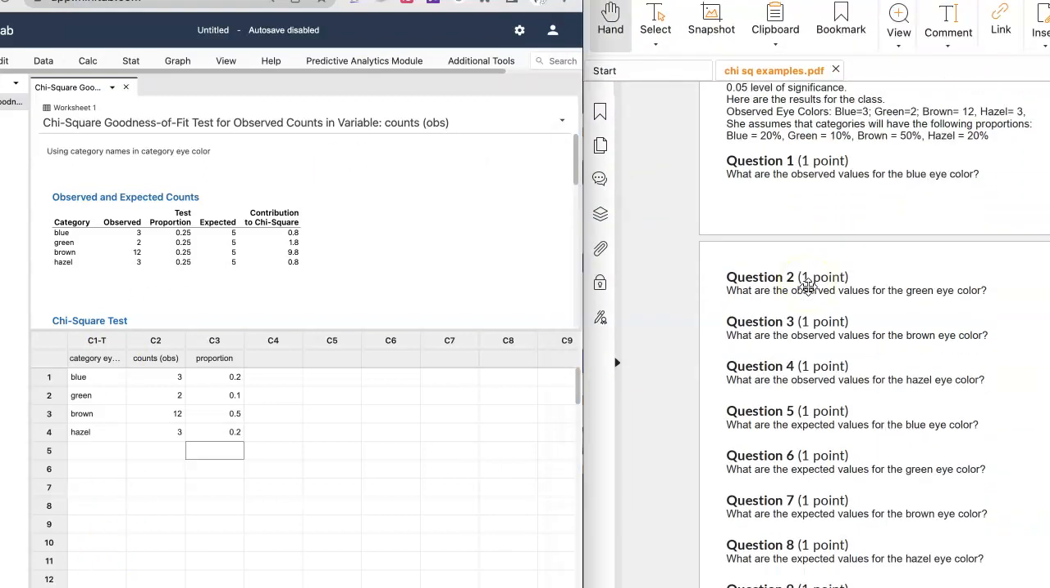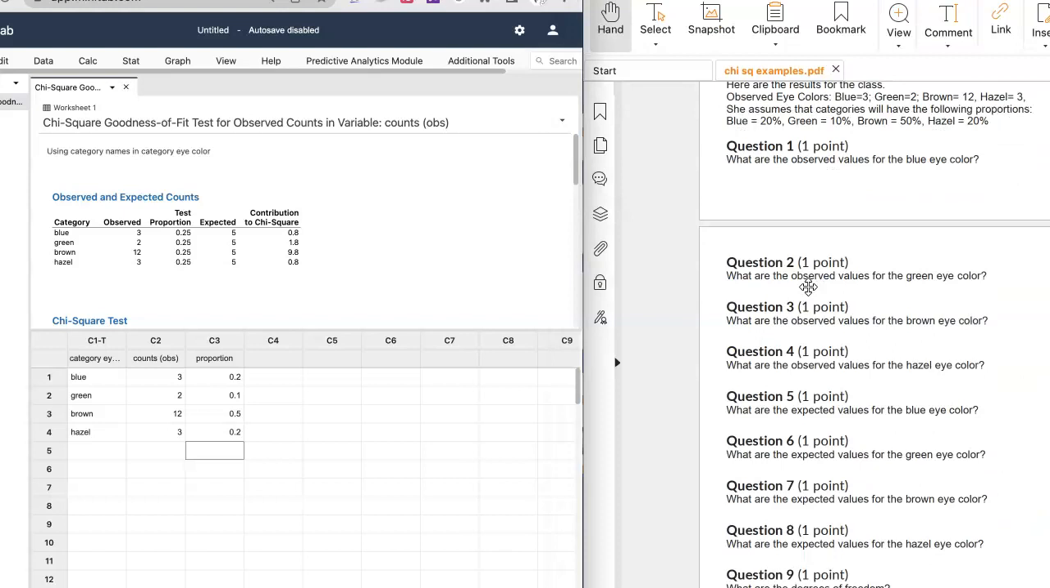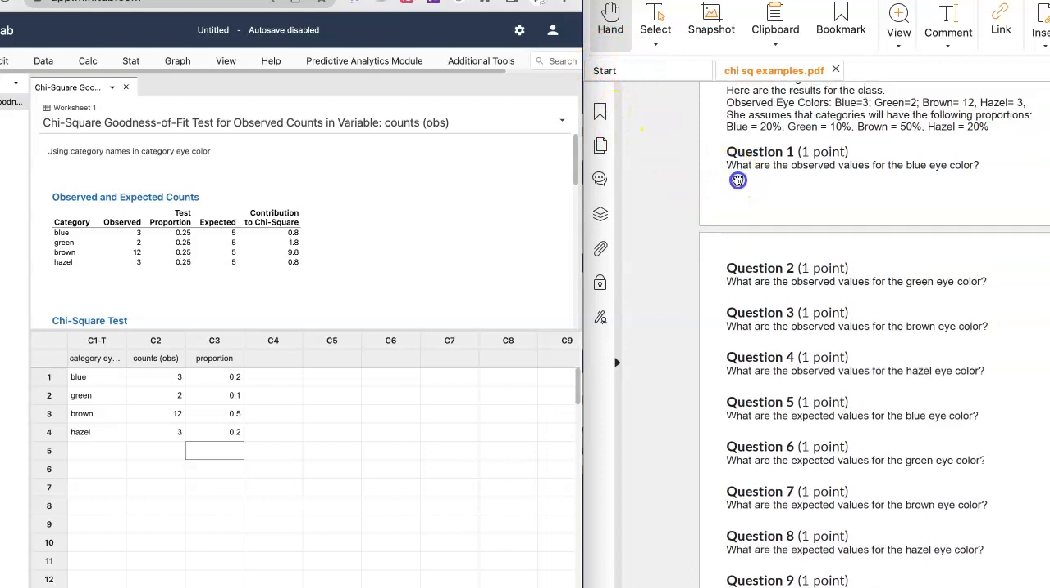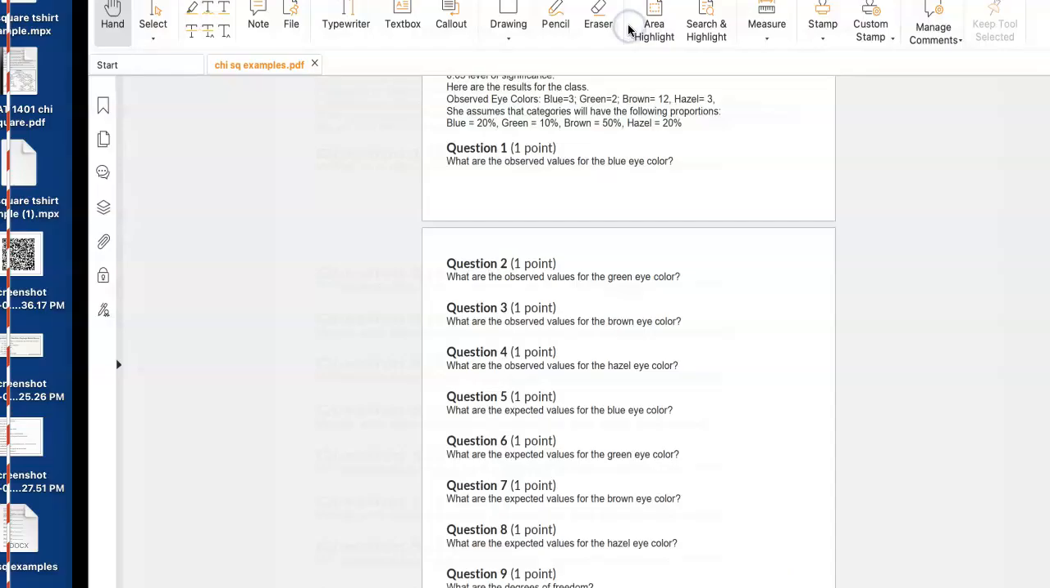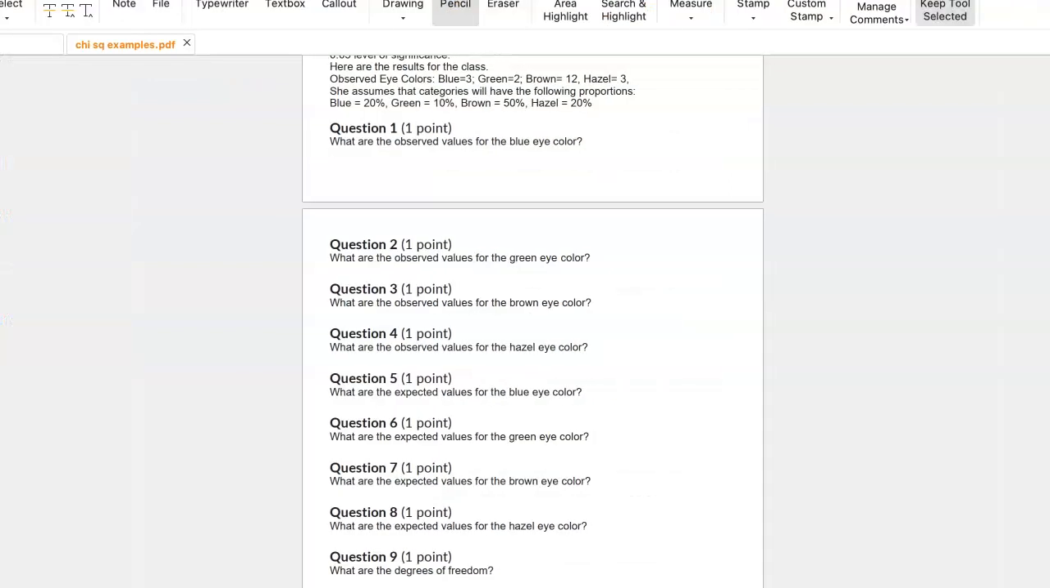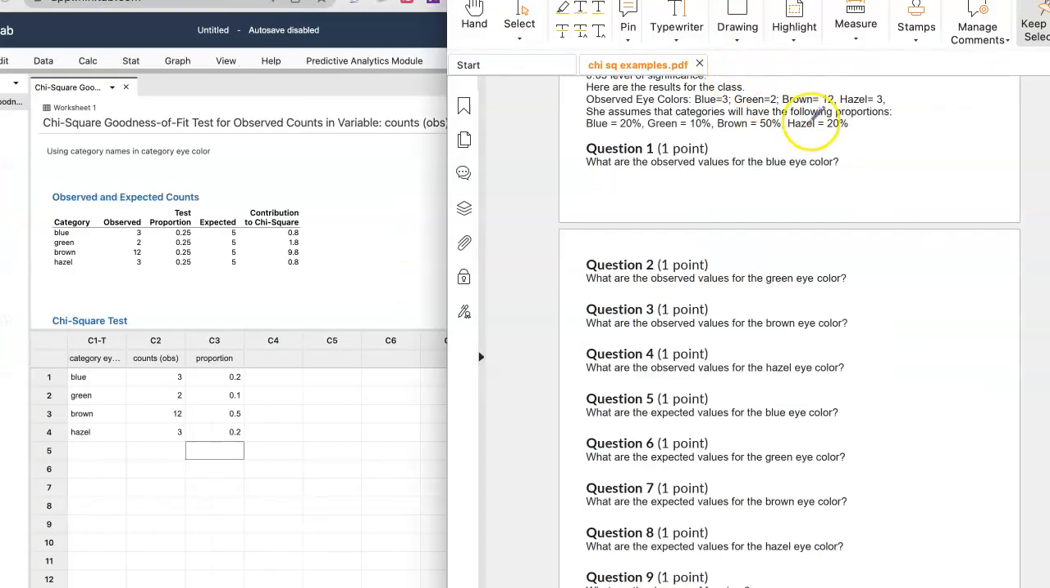So let's answer our questions again. What are our observed values? How many people had blue eye color that we counted? That is 3. How many had green? We observed 2 people had it. 12 people had brown eye color that we observed, and 3 had hazel.